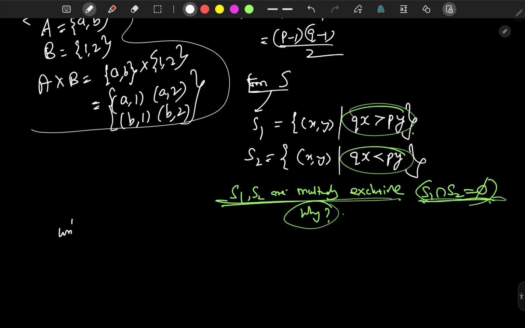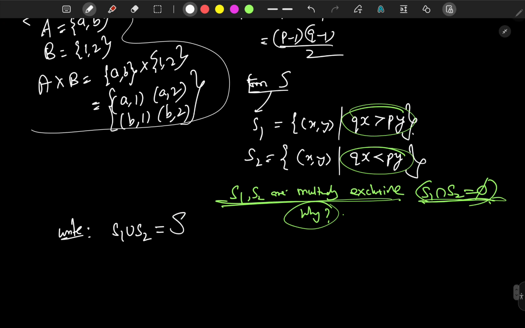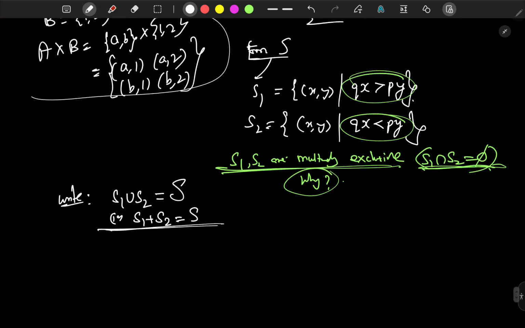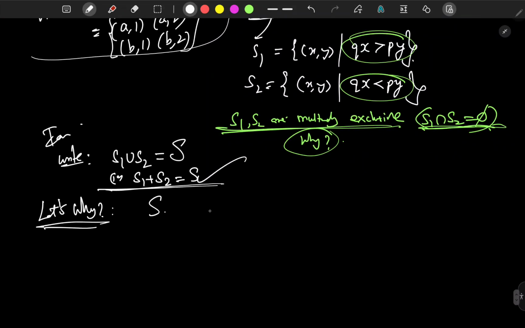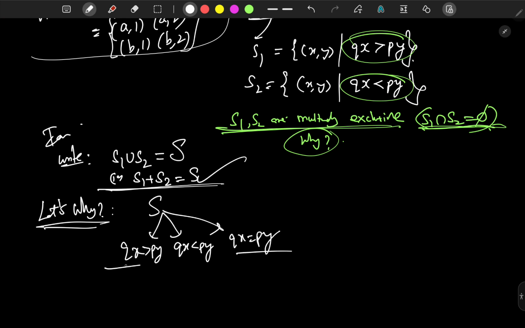Now I will write it like this: S1 union S2 equals S. What I mean to say is S1 plus S2 equals S. Generally, this is the given set, and S is partitioned on these two conditions. Actually, S can be partitioned in the common sense way. How? qx greater than py, qx less than py, and qx equals py. All these three things.